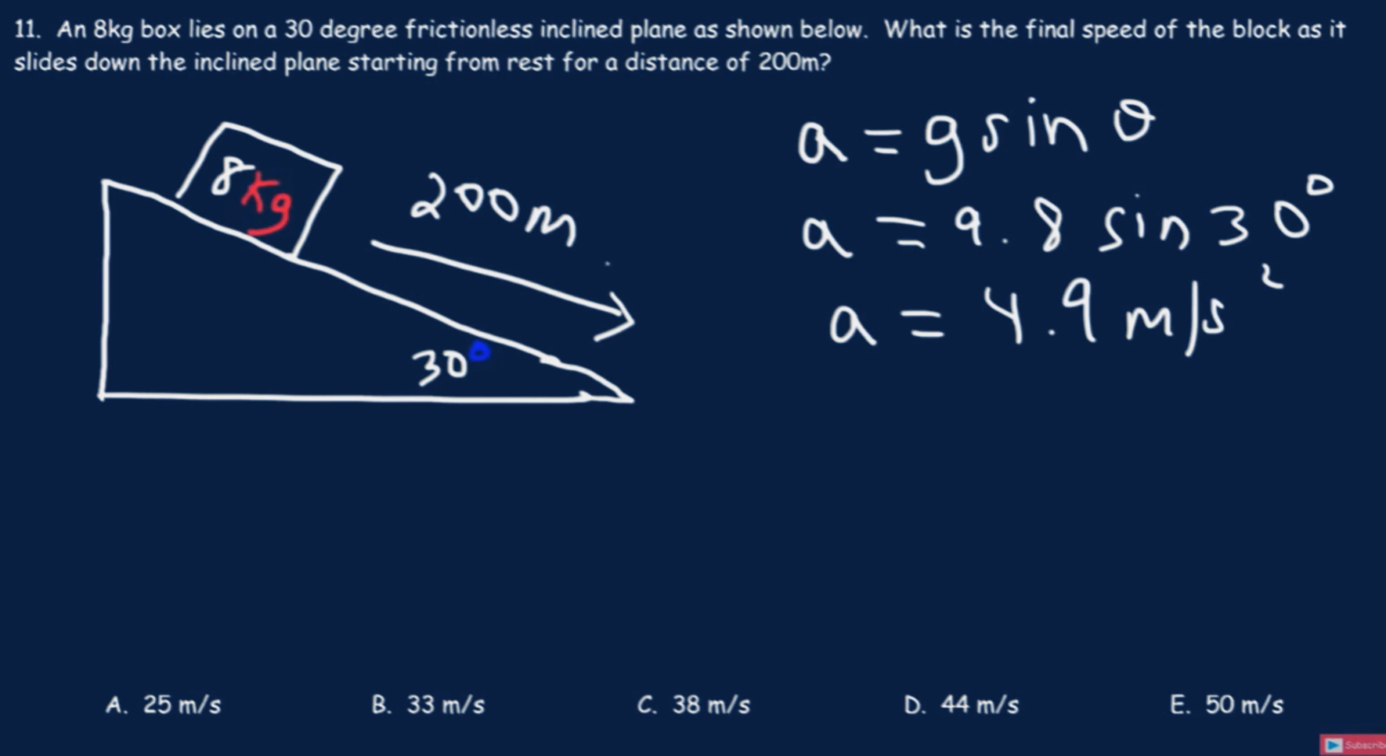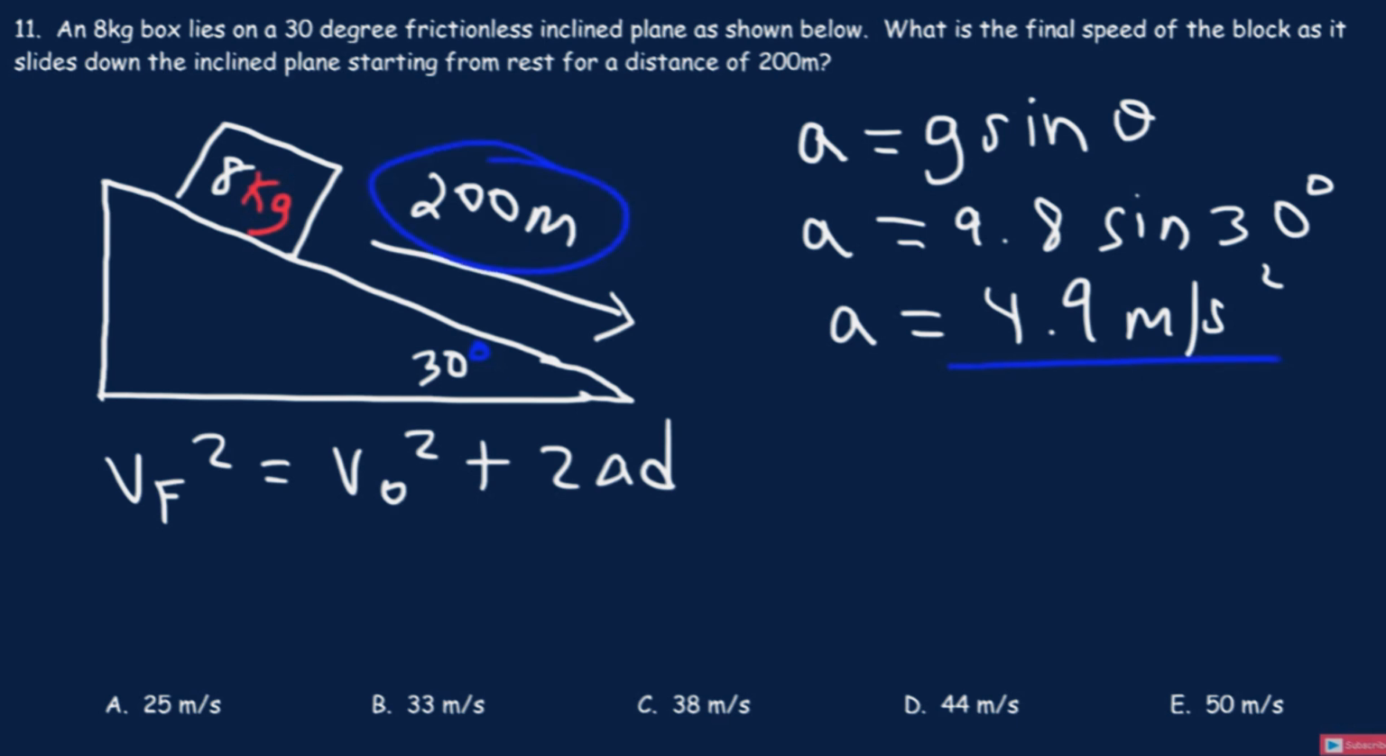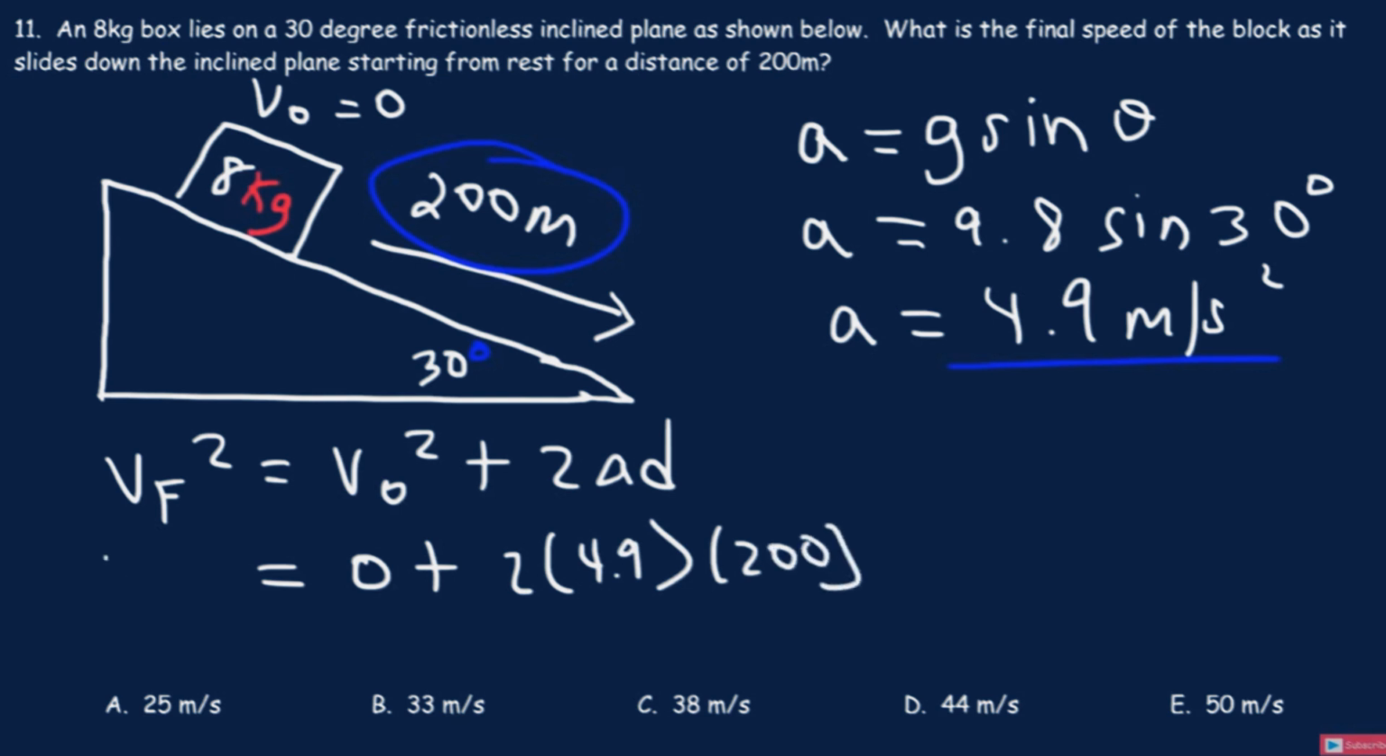So our goal is to calculate the final speed. We could use the equation v final squared is equal to v initial squared plus 2ad. We have the acceleration. We have the displacement, and the block starts from rest. So we know the initial speed is 0. So that is going to be 0 plus 2 times 4.9 times 200. So that equals the square of the final speed. So 2 times 4.9 times 200 is 1960.